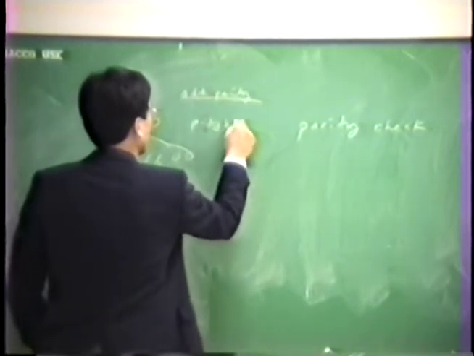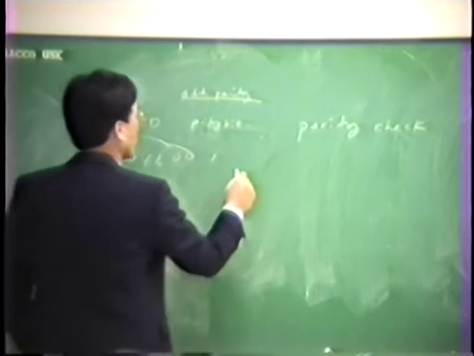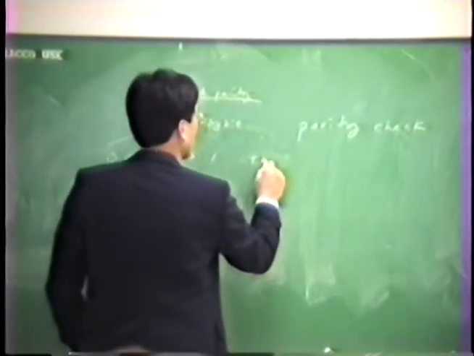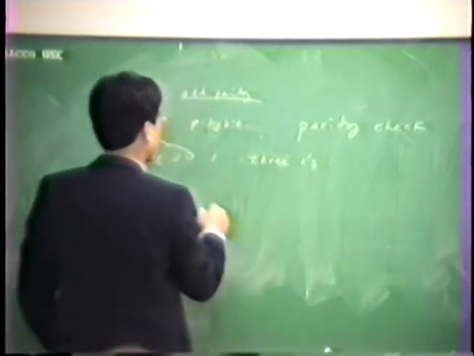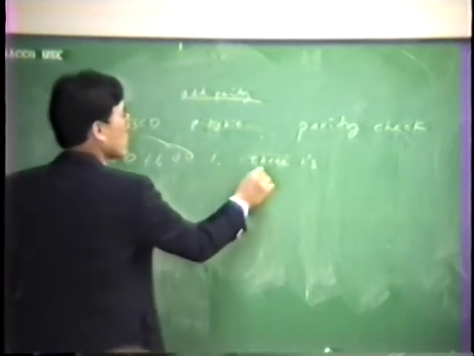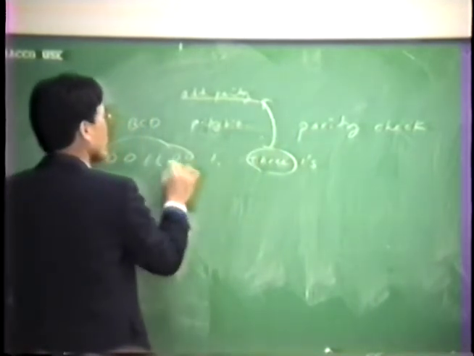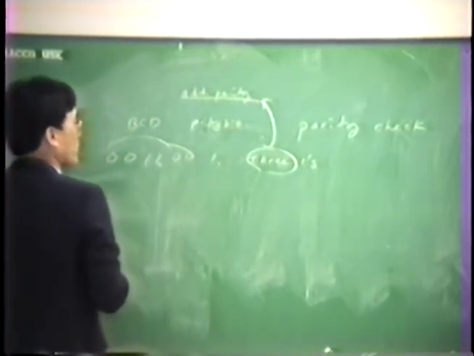The parity bit right here must be one. So there are three ones, right? Let me put this one. Three ones: one, two, three. So this is an odd number. In the odd parity system, the number of ones must be an odd number.